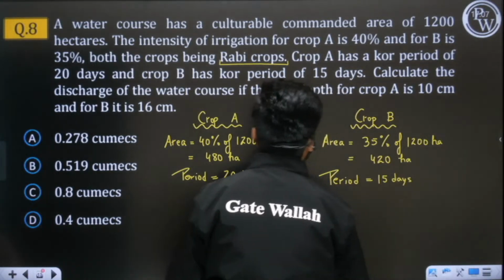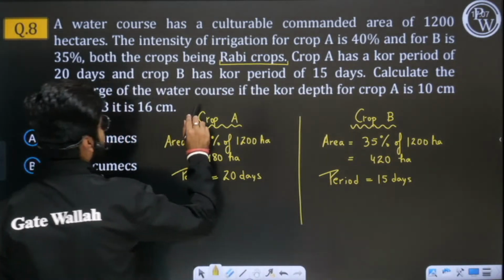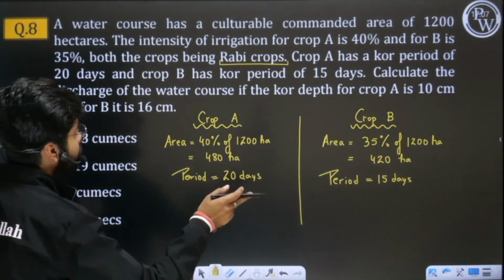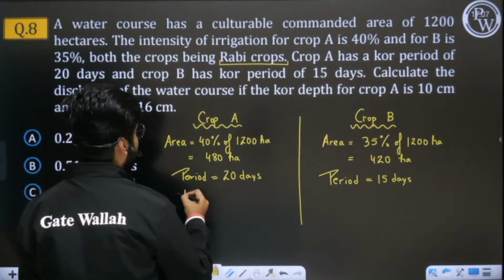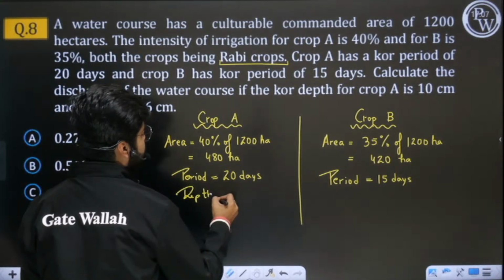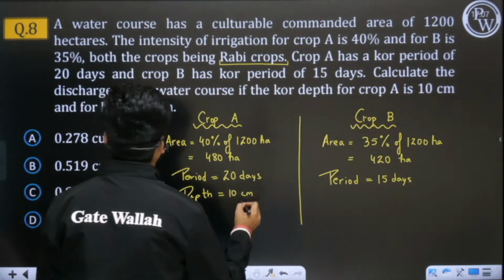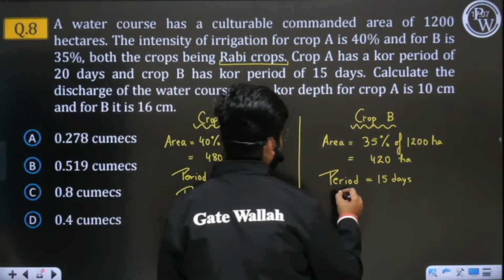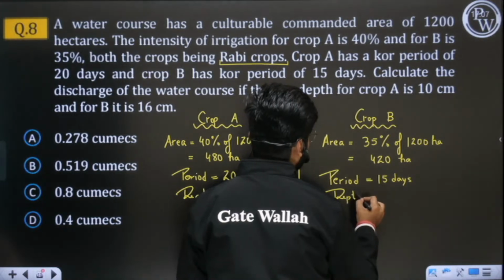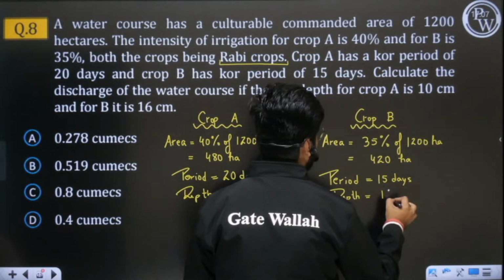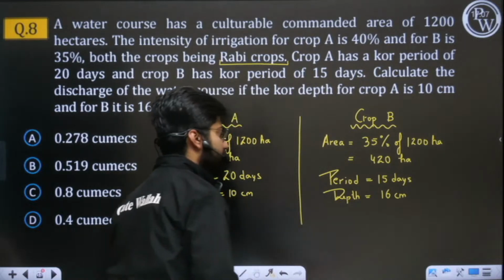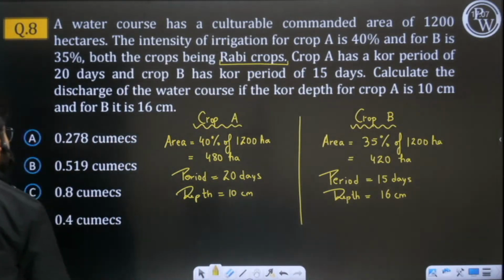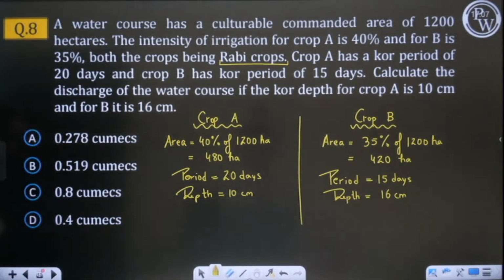Now we have to calculate the discharge of the water course. If the core depth for crop A is 10 centimeter and here core depth is 16 centimeters. So simply you have to find the discharge. Okay, so I have told you one logic. I hope you remember that logic.